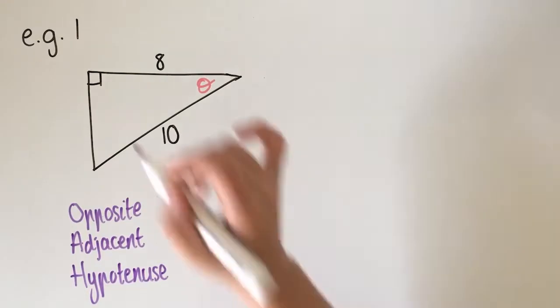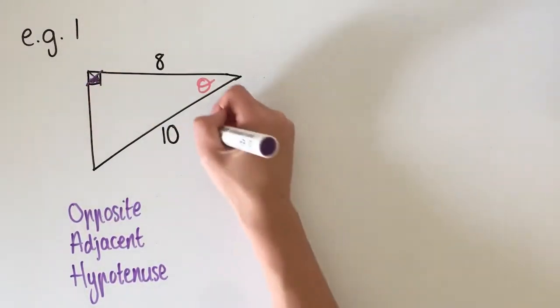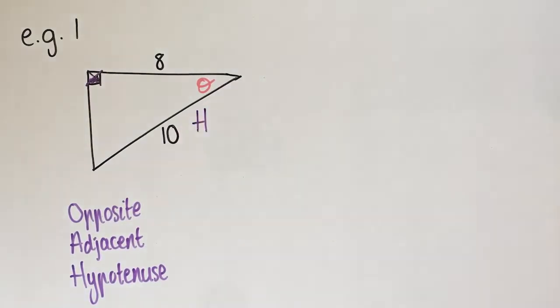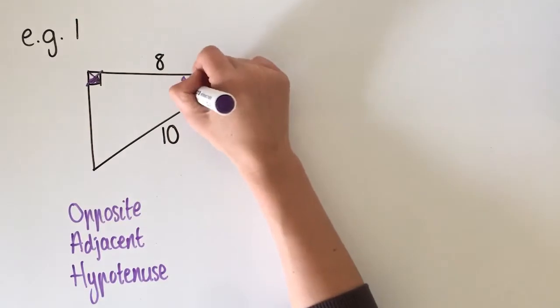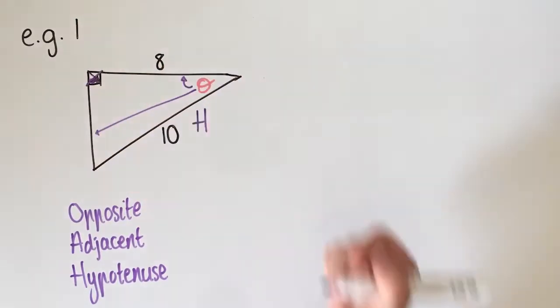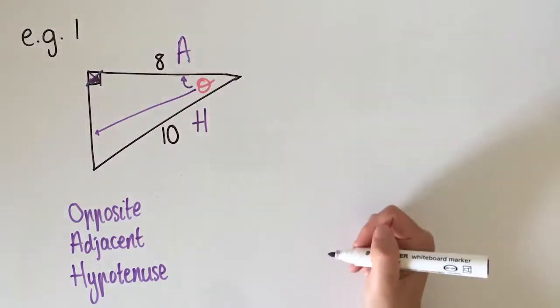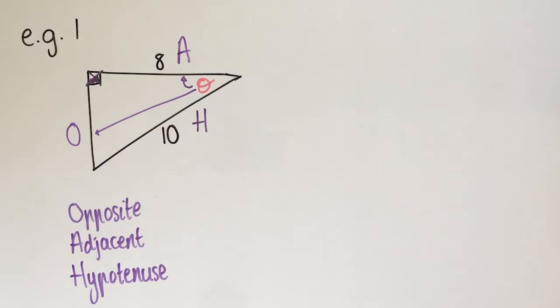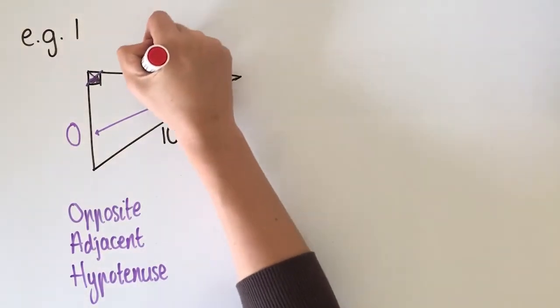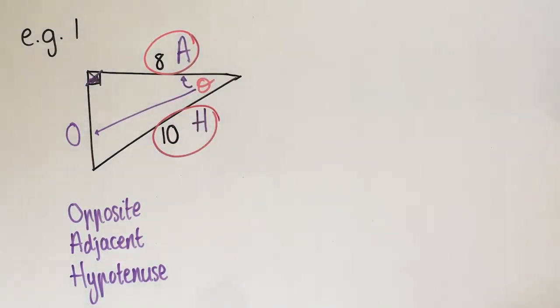Hypotenuse is the one that we can always do first because it's going to be across from the right angle. So this is going to be my H. Then I've got a side that's close and I've got a side that's far. So the side that's close is going to become my adjacent, and the side that's far is going to be my opposite. So in this question, I have an A that's labelled and I have an H that's labelled.